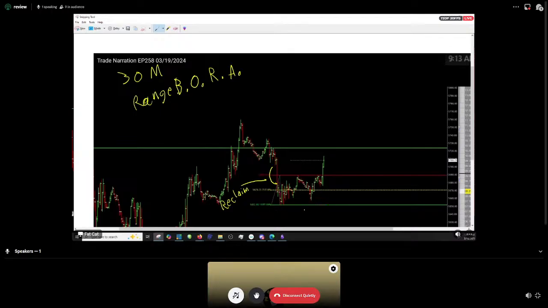Reclaim. So measure move is up here. The target way up here. Yep.